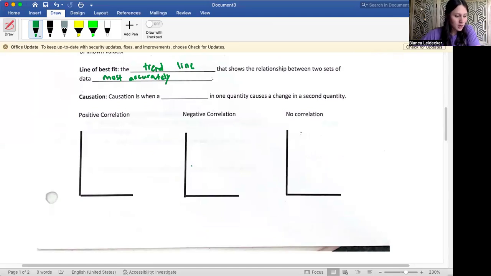So causation, our last word, is when a change in one quantity causes a change in a second quantity. Another way to see causation is when there's either a positive or a negative correlation. So one way we can describe causation is when it has a causal relationship.